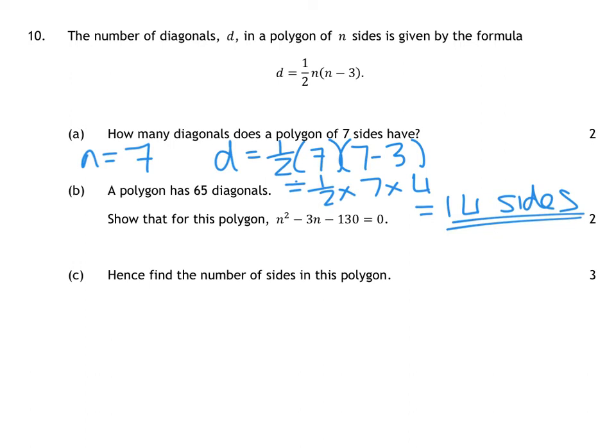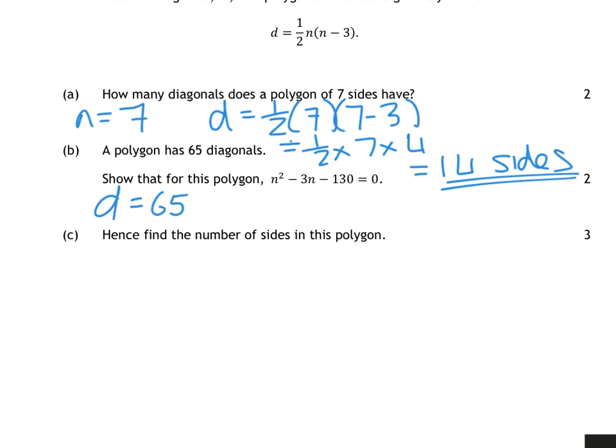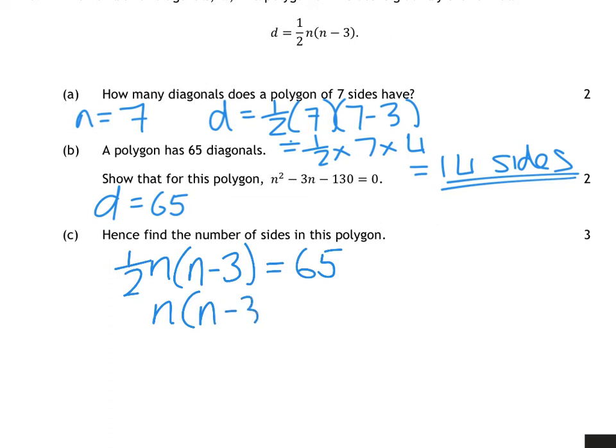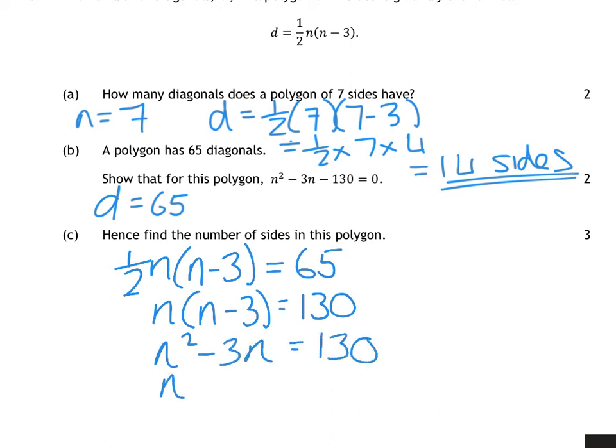Part B, it says a polygon has 65 diagonals. Show that this is given by this. Now, D is your word for diagonals, so we're going to replace D with 65 here. I'm just going to put it at the other side of the equation. So I have our formula, and D is 65. Now, I don't want to multiply a bracket through by a half, so I'm going to times the other side by a half. And that leaves me with n bracket n minus 3 equals 130. Multiply out your bracket, you've got n squared minus 3n equals 130. Starting to look really like that one. All they've done is they've brought the 130 over. So that's us done part B, that's to show that.